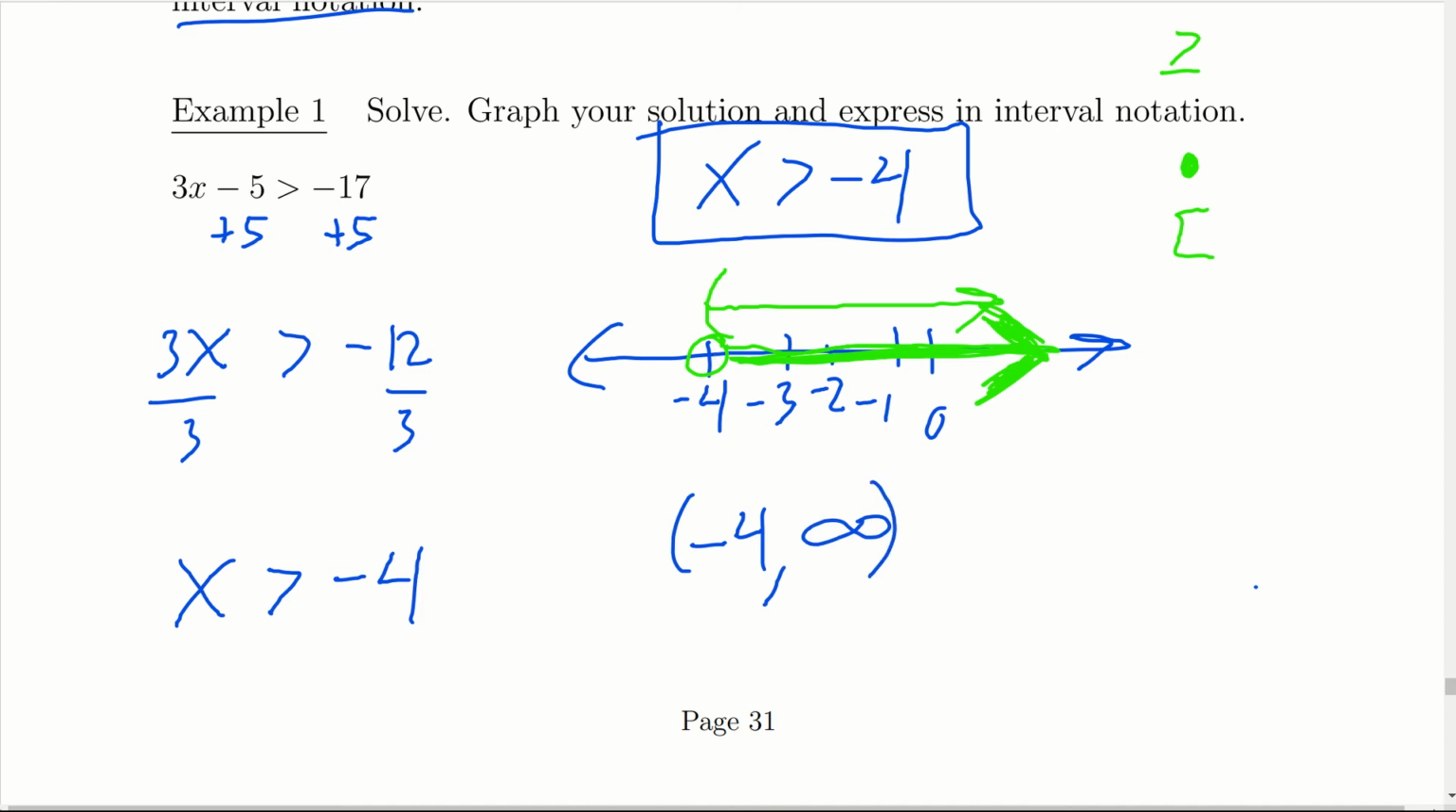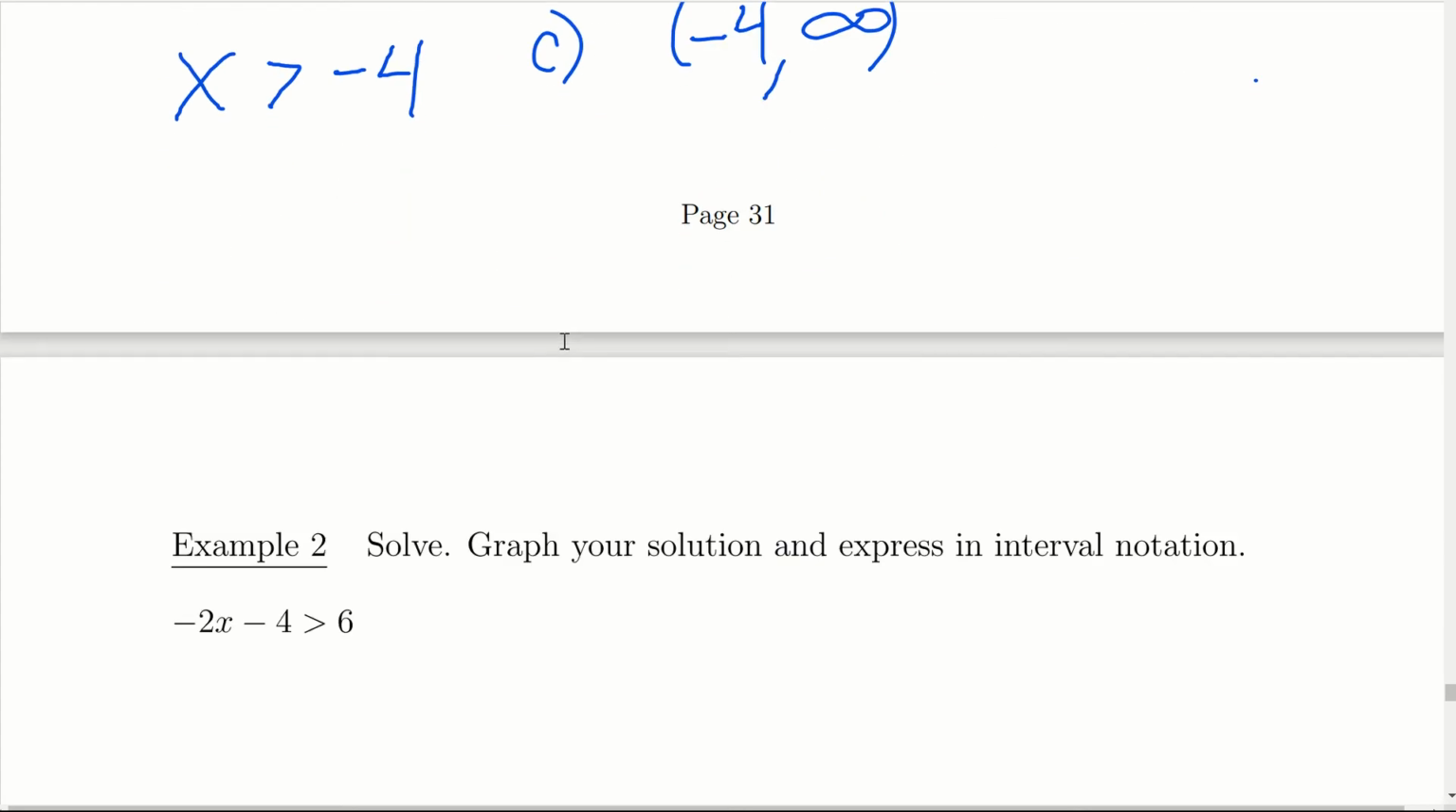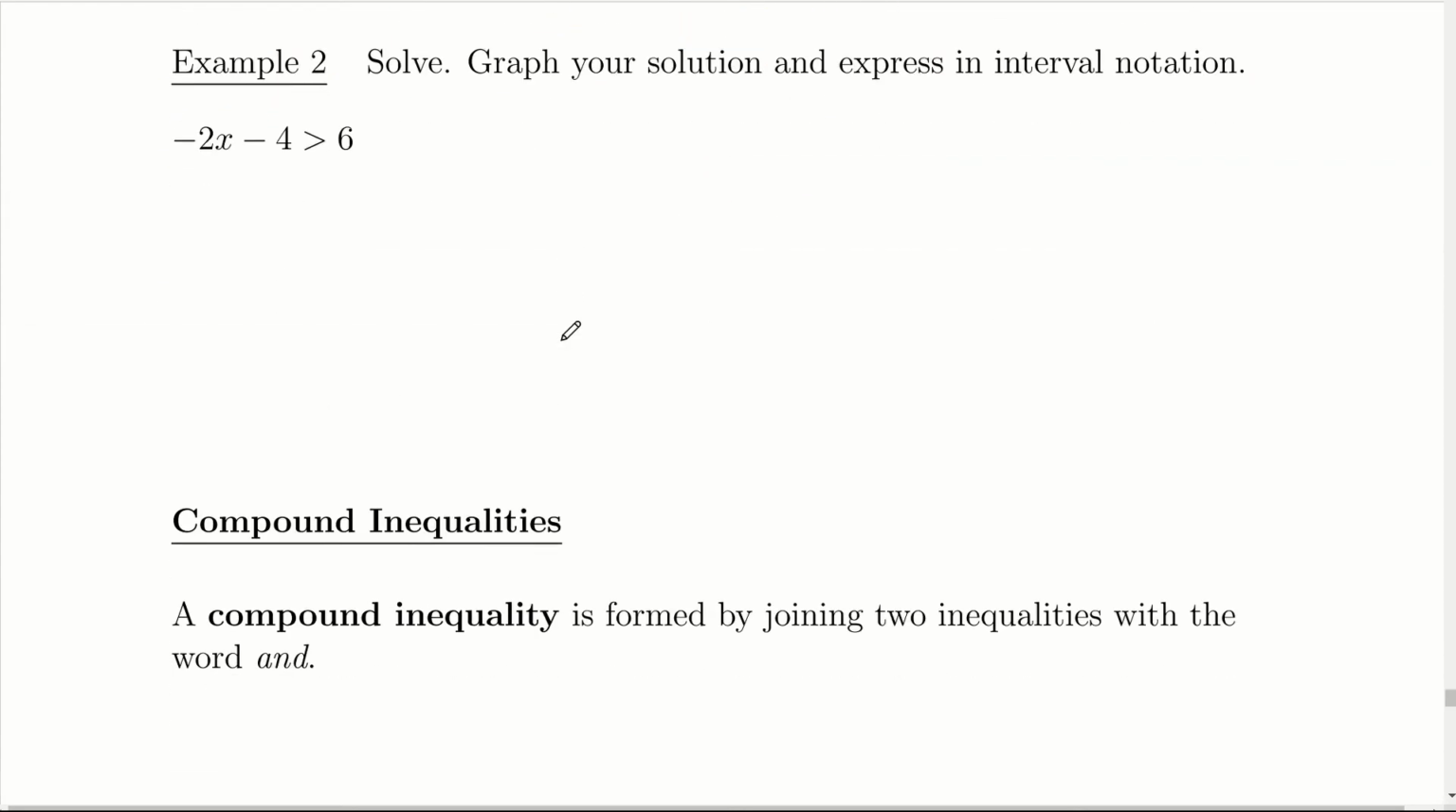look like this. So this is our solution set displayed three different ways. The first way is a solved inequality. We also can graph our solution set, and in part C we've shown the solution set in interval notation. Typically on an exam I will ask for all three of these, just like what we did for example 1. Let's take a look at the next one.